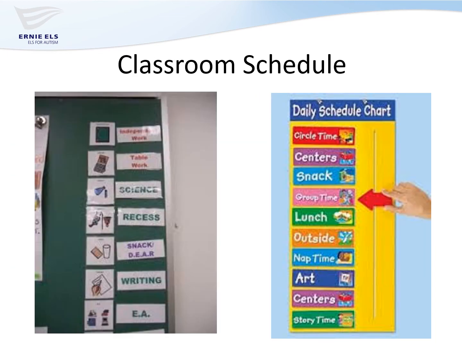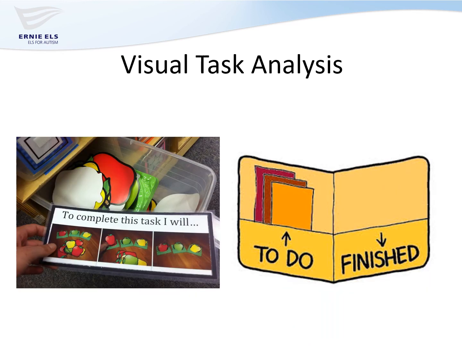In addition to each child having their own daily schedule with the activities broken down for them, it is also often helpful to have a general schedule posted for the whole class. This can help keep everyone oriented, even if there are times when each individual is not doing the exact same thing. Visual task analyses are another way to create predictability in an activity.